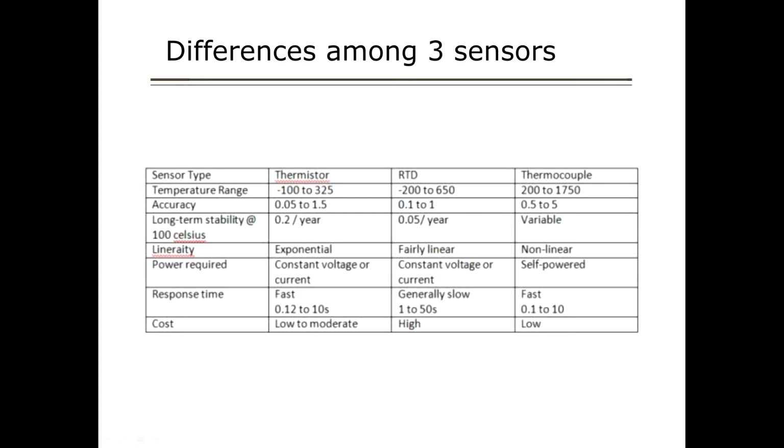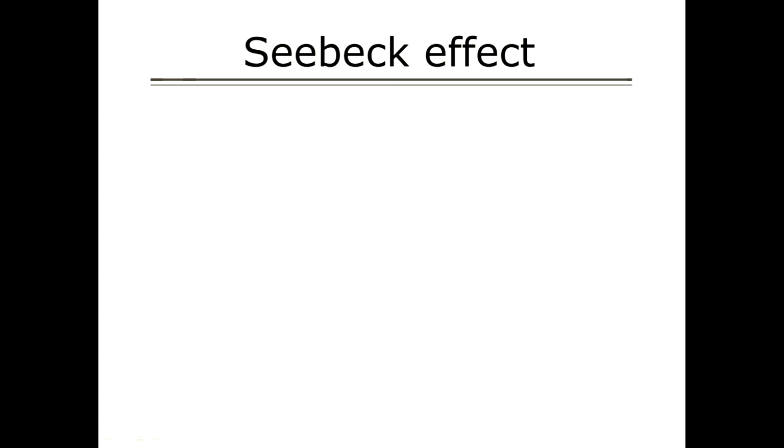So, how does a thermocouple work? The working principle of a thermocouple is based on the Seebeck effect. This effect states that when a closed circuit is formed by joining two dissimilar metals at two junctions, which are the hot end and cold end.